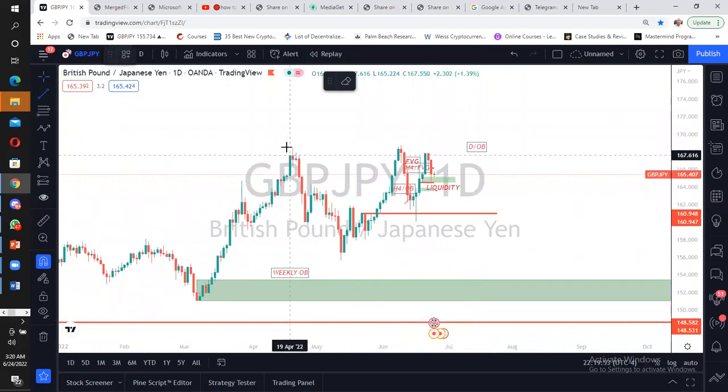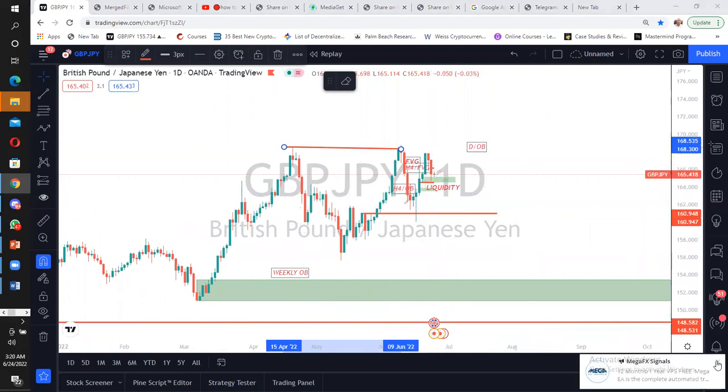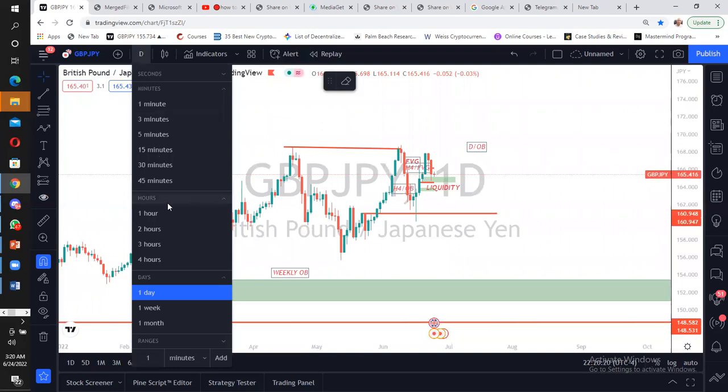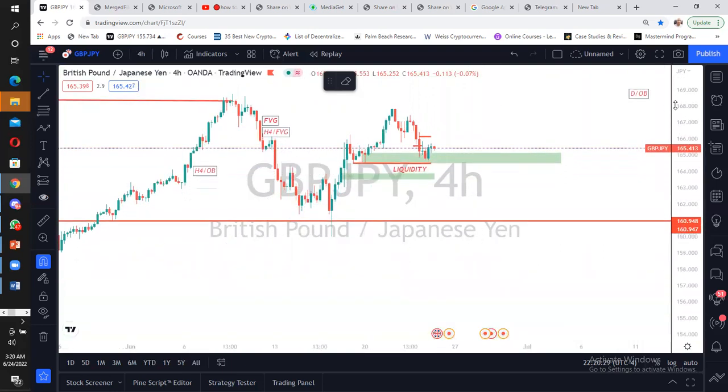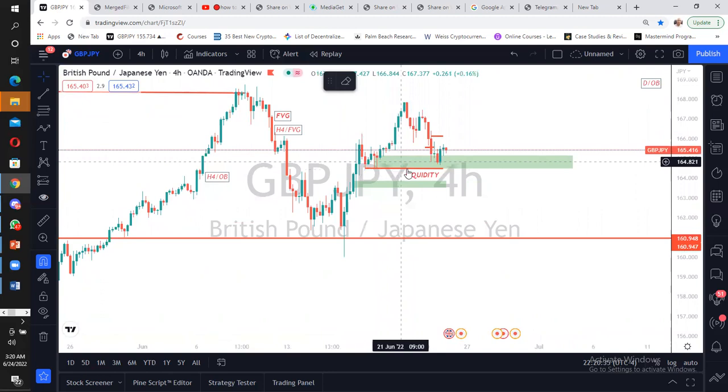Already, this liquidity is removed. So on a good day, we would expect a reversal from here. All right. But then with what we're seeing here, let's go to 4 hours and catch some short trade. It's not a very good setup, but let's catch some short trade.